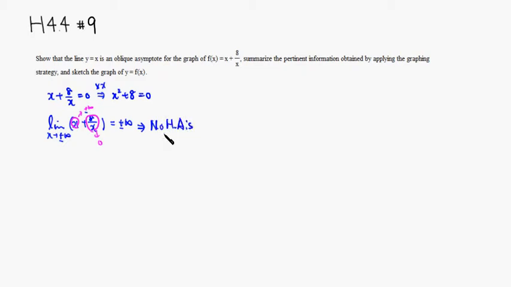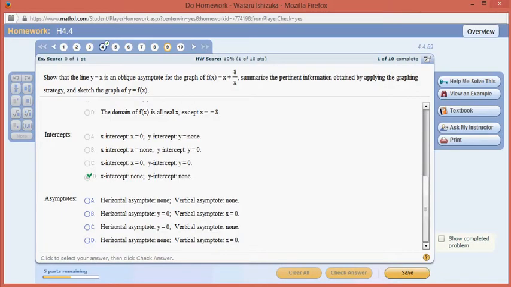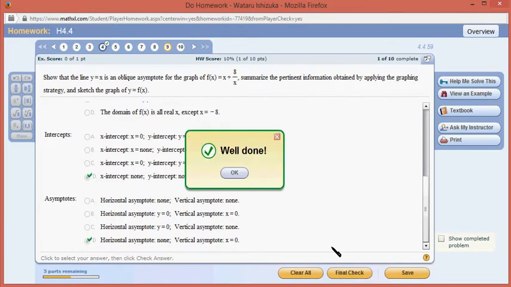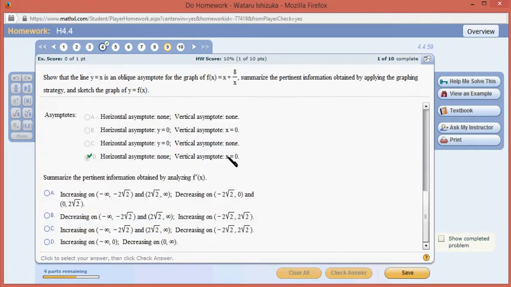There is a vertical asymptote, because x equals 0 is not defined. That will make the 8 over x undefined. So x equals 0. So let's type it in: no horizontal asymptote, vertical asymptote at 0. So we have that. Alright, got that.